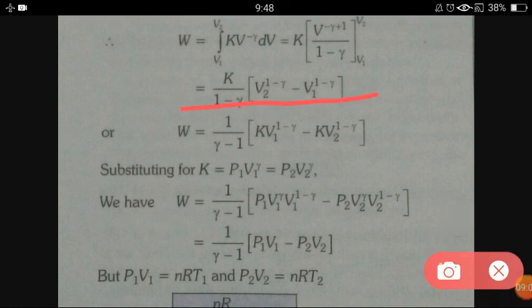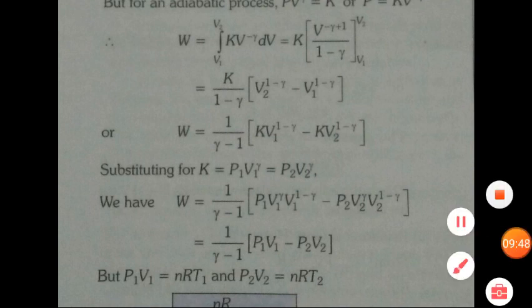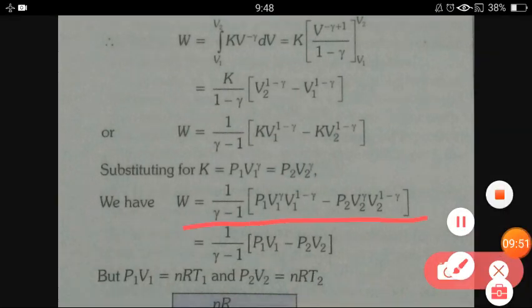Now we will multiply K inside. So here we have K V1 to the power 1 minus gamma, K V2 to the power 1 minus gamma. Now substituting for K: K is a constant, and we know that pressure into volume to the power gamma equals a constant. So in place of K we put P1 V1 gamma and P2 V2 gamma. When we put that in place of K, we get this equation.